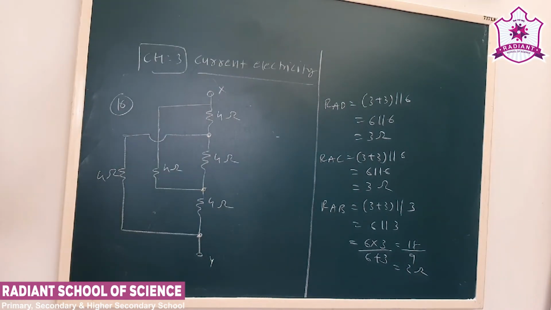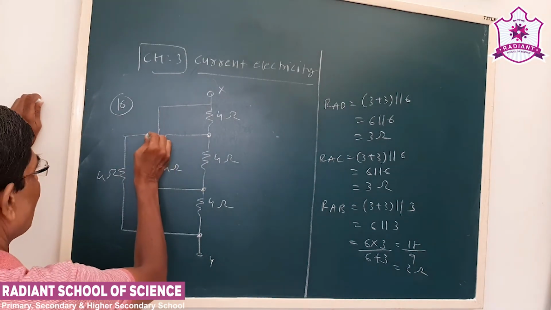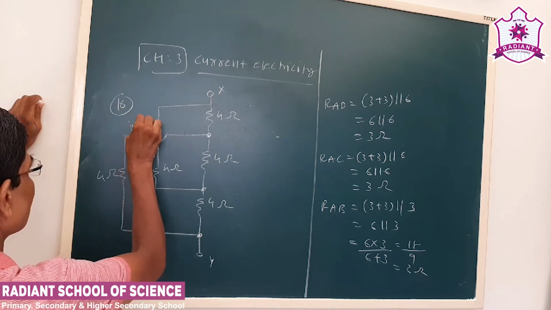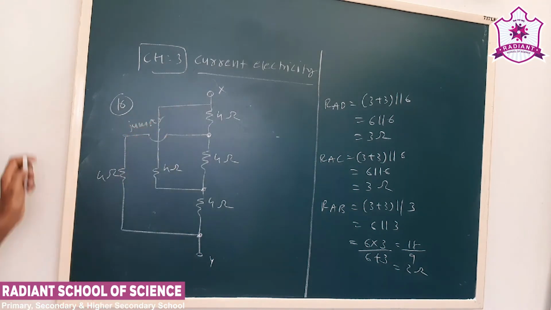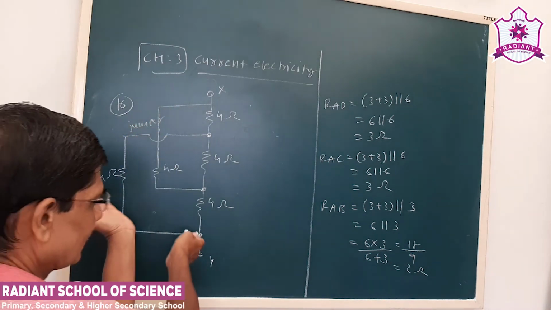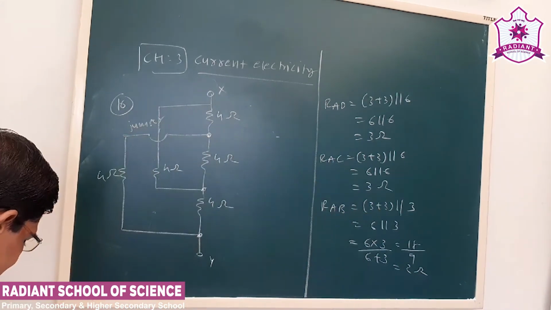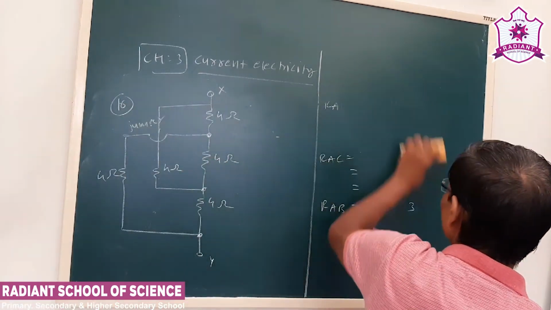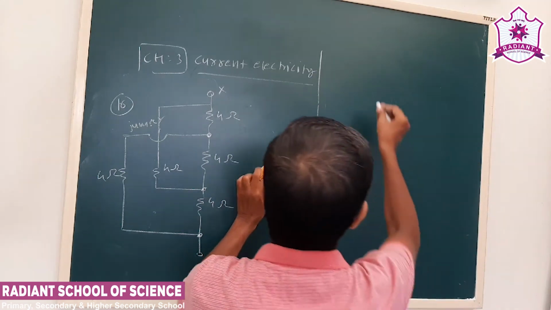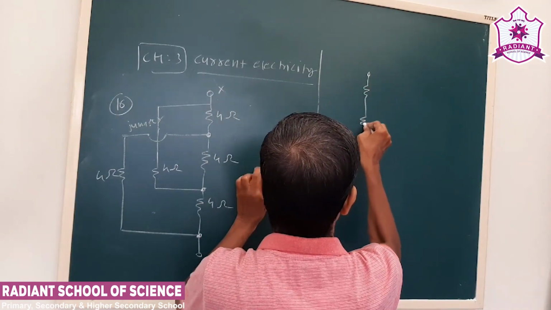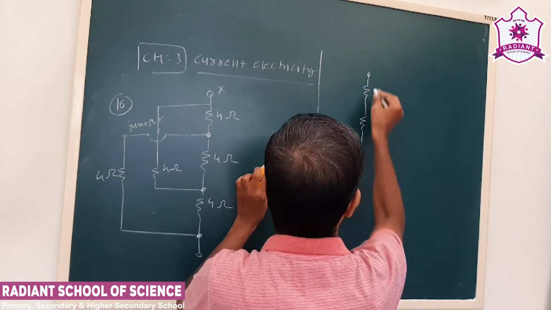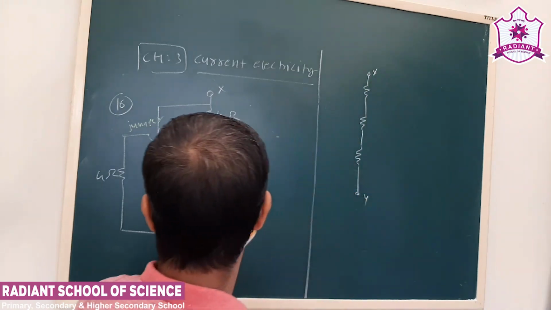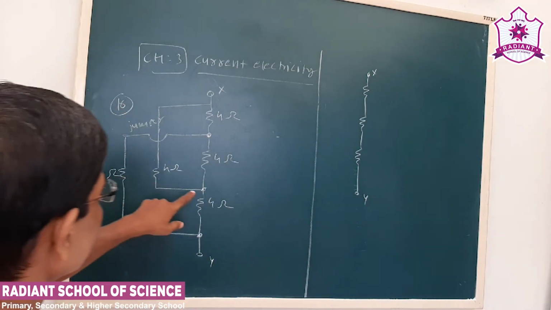Now see the important thing, this overlapping is called a jumper in the language of electricity. So you can put it on the right hand side. Let us see how the circuit will become. X and Y.